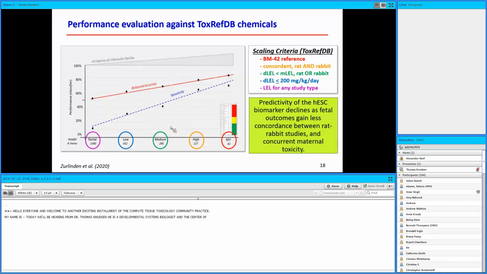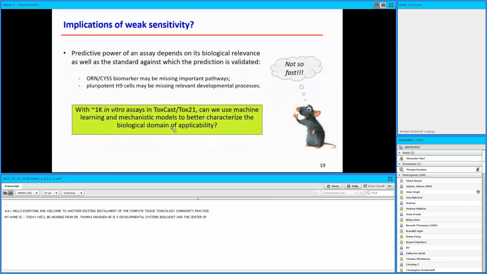But as we get tighter in our developmental endpoints, the stem cell assay does a lot better in terms of its performance, in terms of balanced accuracy and picking up the positives. So essentially the take home from this slide is that predictivity of the human embryonic stem cell biomarker declines as the fetal outcomes gain less concordance between rat and rabbit studies and also begin to show more concurrent maternal toxicity. And that was the main conclusion from our publication.